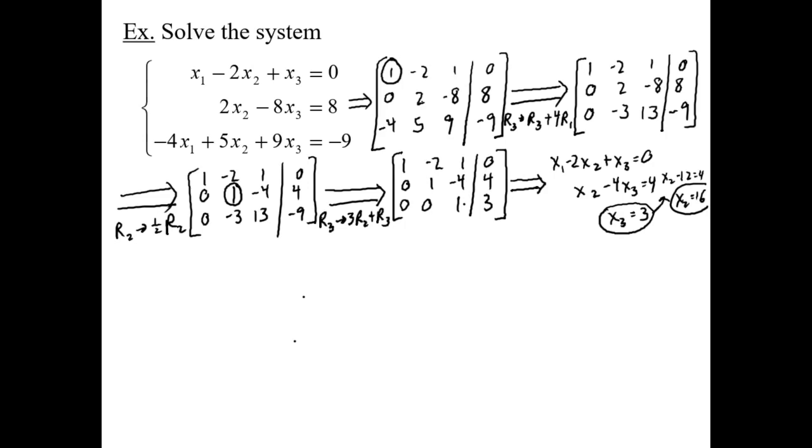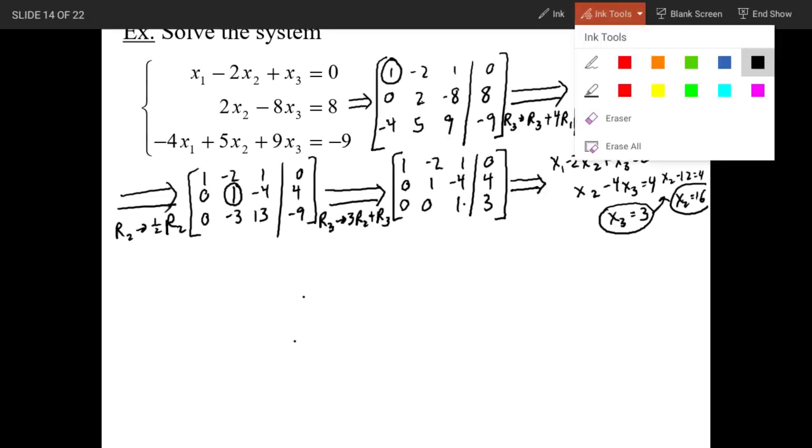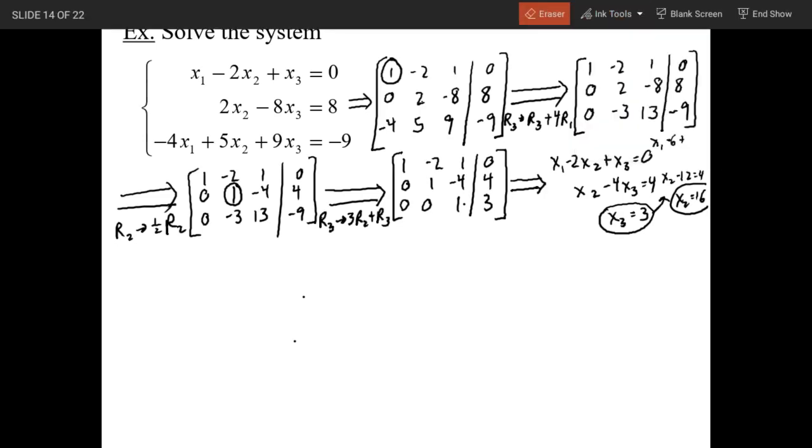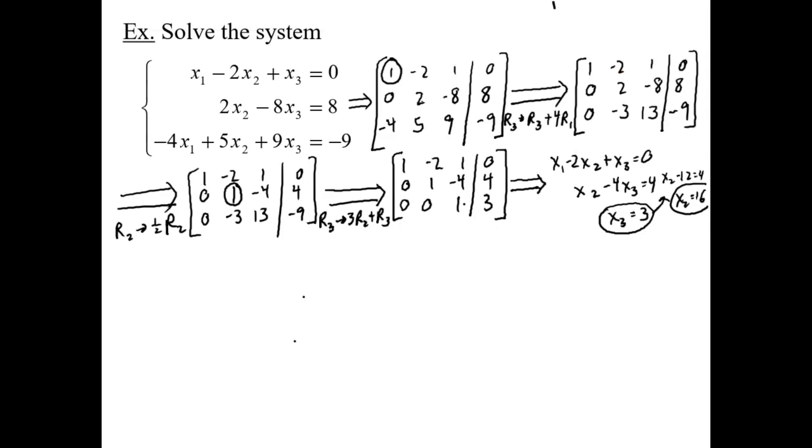And then if I plug those into the top equation, I get x1 minus 6 plus 16. Nope, I did that wrong. Sorry. The point is, when it's in echelon form, this becomes a very simple equation to solve.